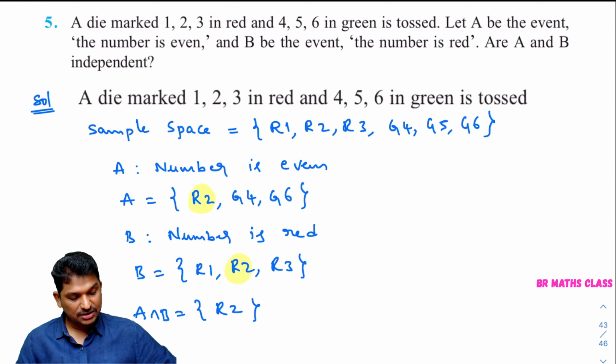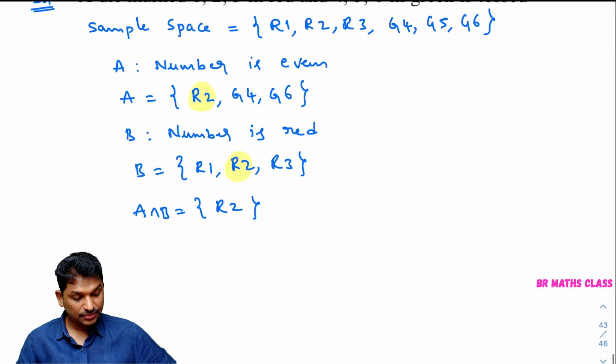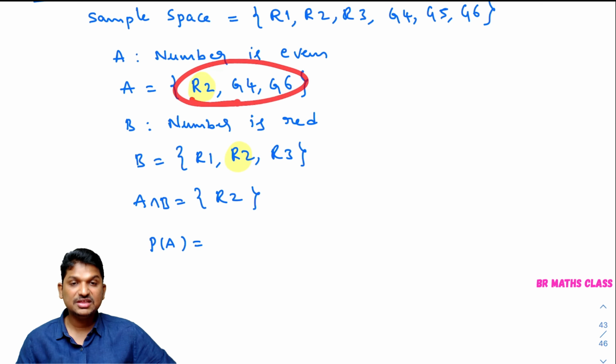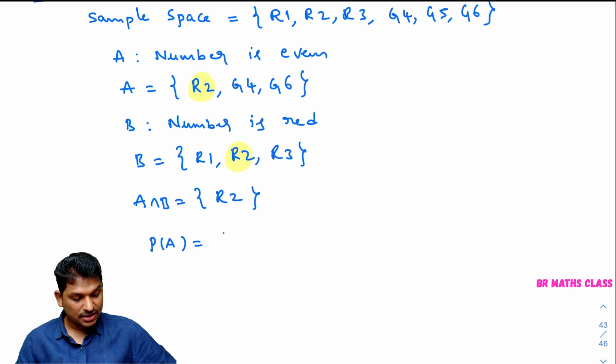Okay, so here I'll calculate probability of A. In A, how many elements are there? Favorable results, 3 results are there. Probability of A is 3 divided by the sample space. How many results are there? 6 results are there. This is 3 by 6, which is nothing but 1 by 2.